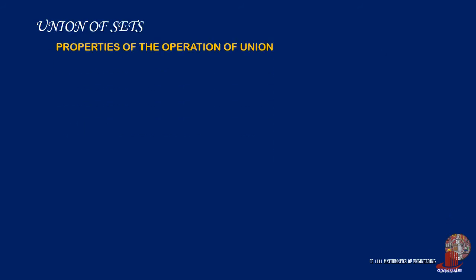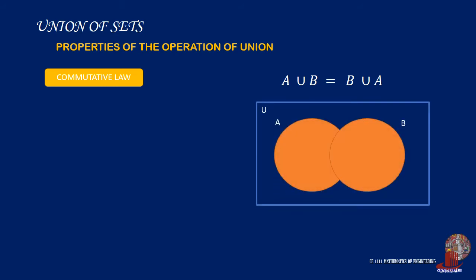Similar to the different properties of operation in arithmetic, there are different properties of operation of union. First is the commutative law. This states that the union of sets A and B is equal to the union of B and A. This shows that regardless of which set comes first in the equation, the totality of elements are still considered.